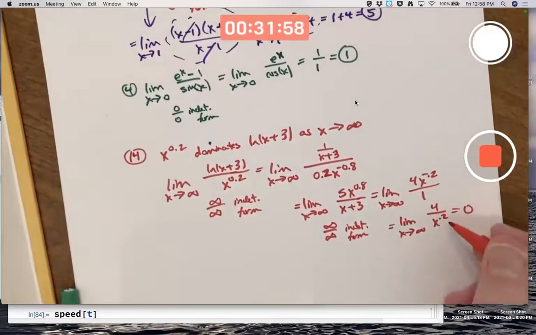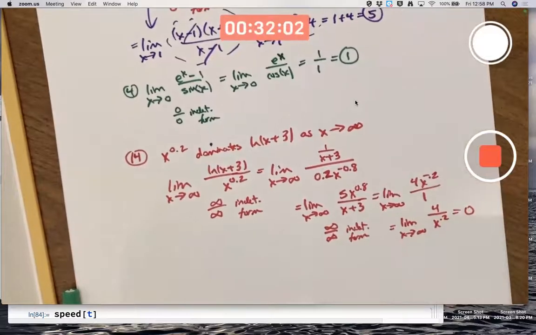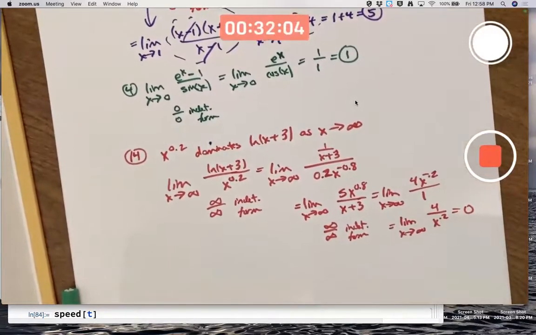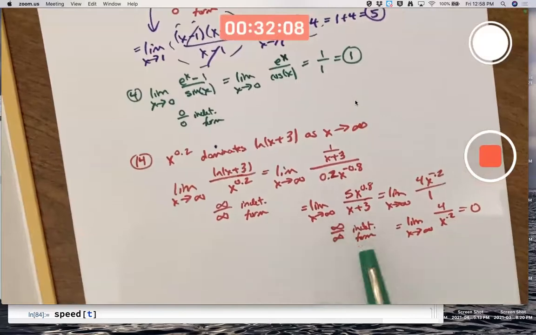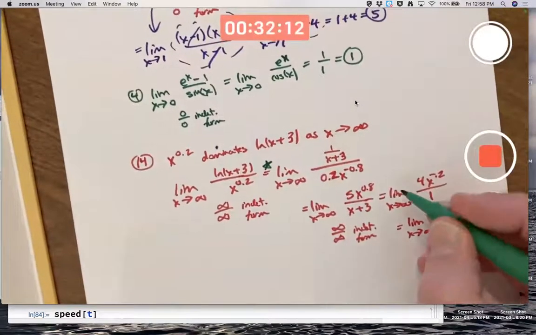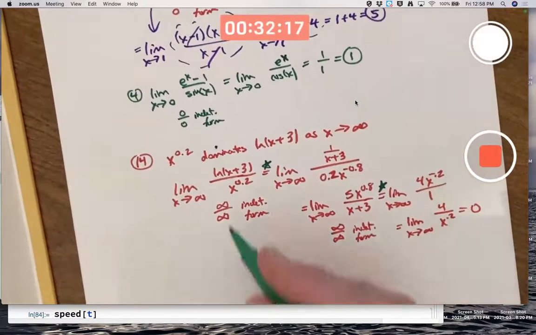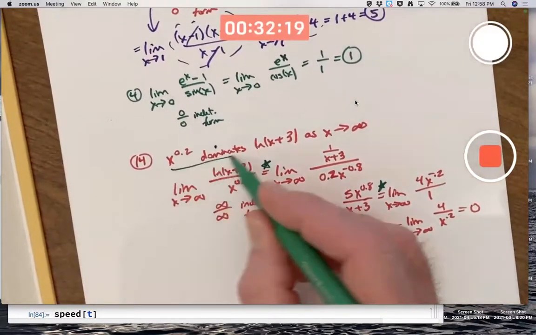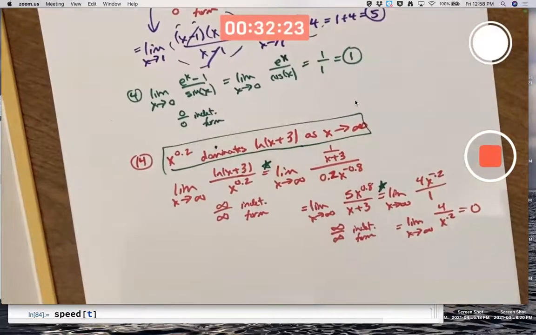A constant divided by something that's getting bigger and bigger, arbitrarily big in fact, is going to make this fraction go to 0. Therefore, all these calculations, including 2 applications of L'Hopital's rule here and here, verify this limit is 0. That means this is true. x to the 0.2 dominates natural log of x plus 3 as x goes to infinity.